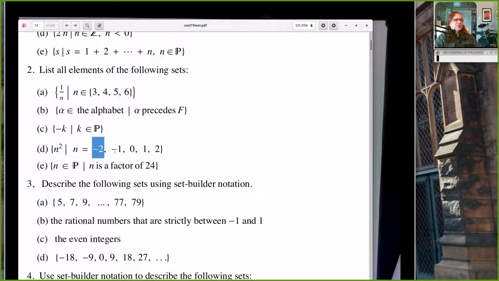That's the number 4. Set n equal to 0, n squared is 0. That's in your set. Set n equal to 2, n squared is 4. That's in your set. Well, we already named that one. So that's just the elements 0, 1, and 4.